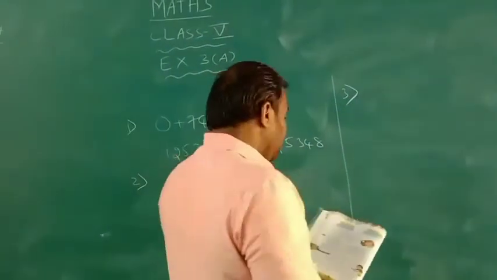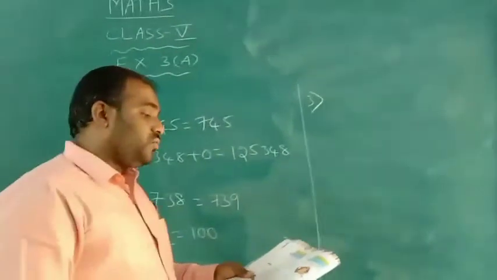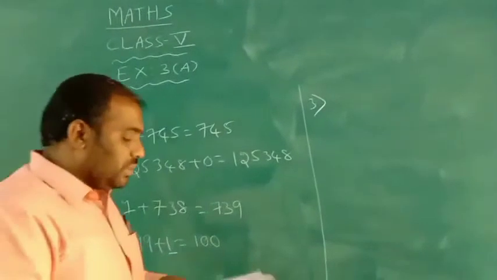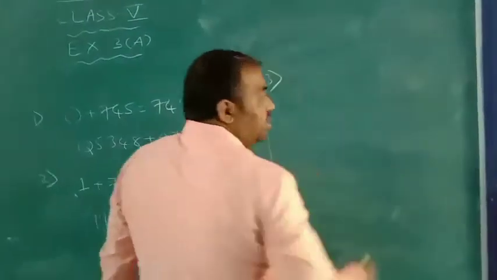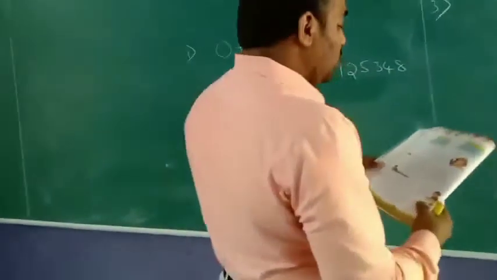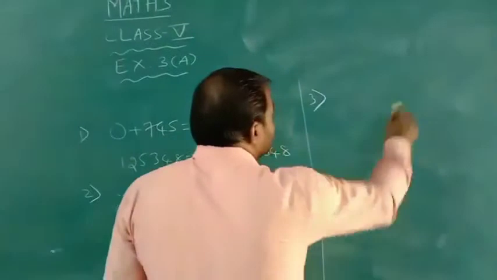Next, third point, beta: while adding numbers, always start from the ones column. See, beta, adding and subtracting, we will write in order. We start from the ones place only. See, beta, how we are adding this? For example, see here.